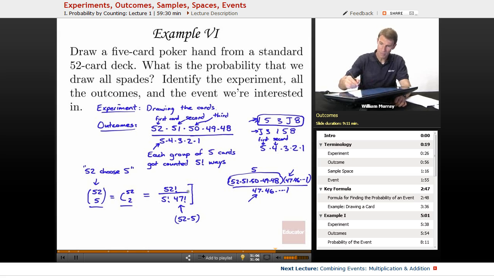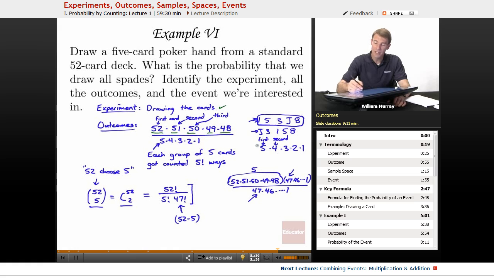So let me recap this because we're going to have to keep going on the next slide here. I haven't even talked about the event that we're interested in yet. Our experiment is drawing the cards. The number of ways to draw the cards, well, there's 52 ways to get your first card. Once you've drawn that card, there's only 51 cards left in the deck. So there's 51 ways to get the second card. Now there's 50 cards left in the deck, 50 ways, 49, 48. But the problem is that that overcounts because you could get the same poker hand in different possible orders.